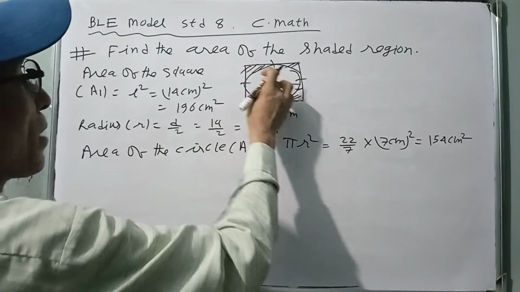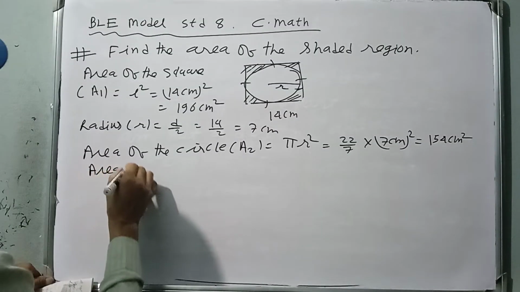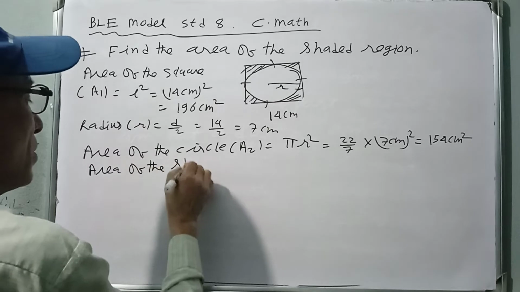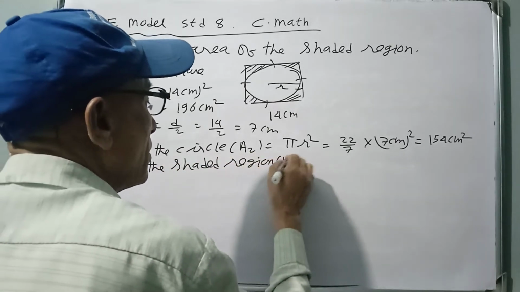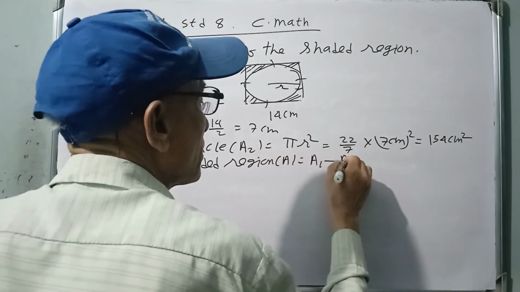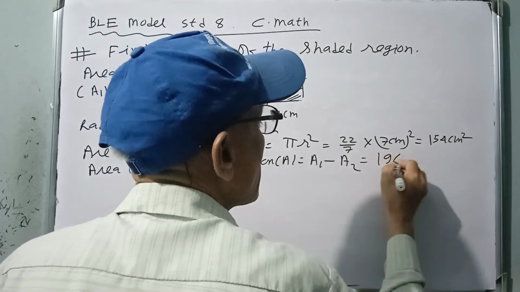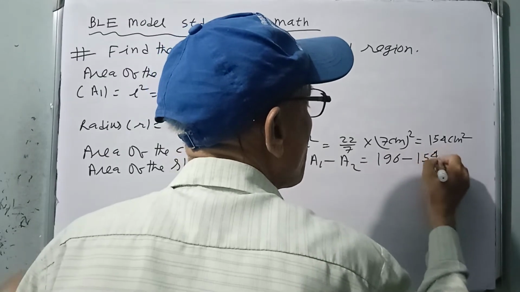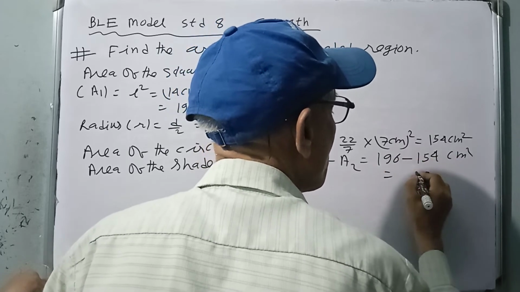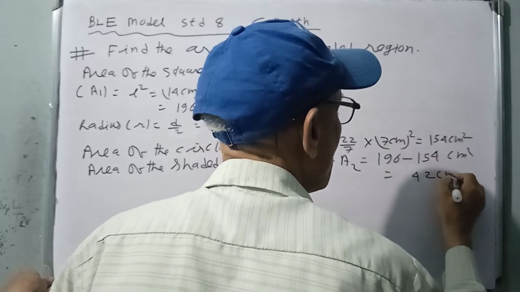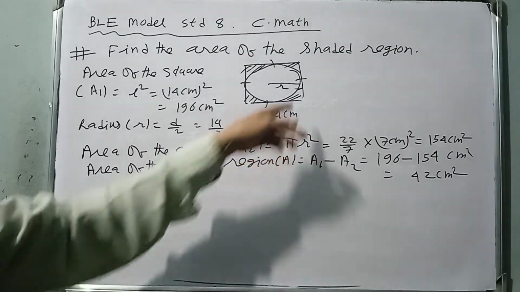The area of the shaded region equals whole area minus area of the circle. 196 minus 154 cm square. 6 minus 4, 2. 9 minus 5, 4. 1. 42 centimeter square is the area of the shaded region.